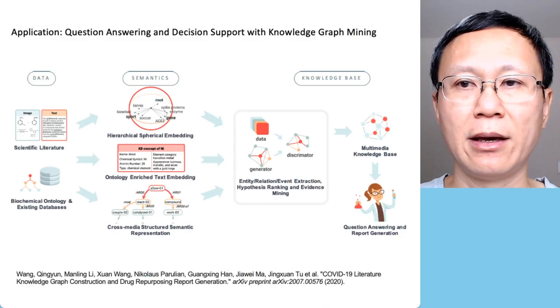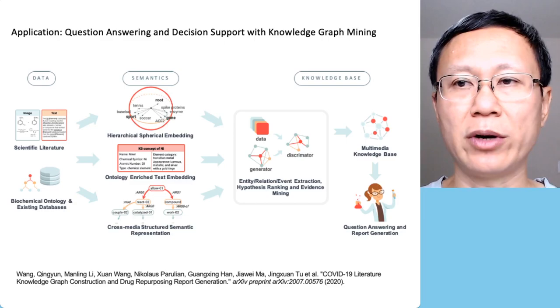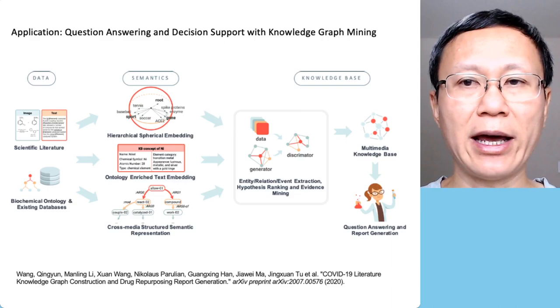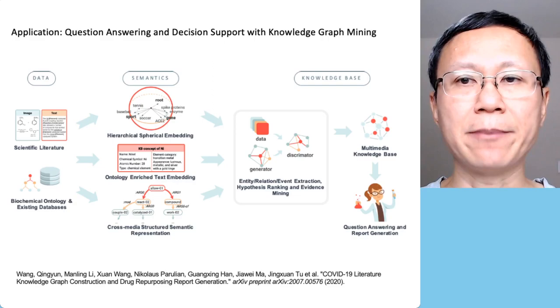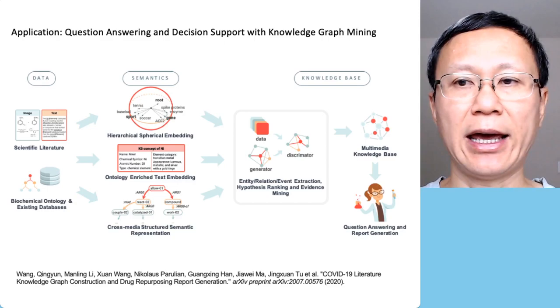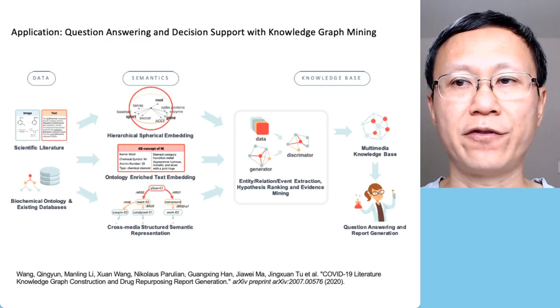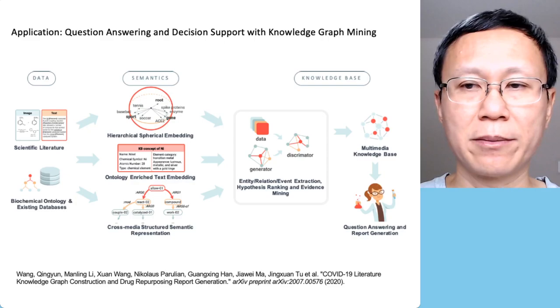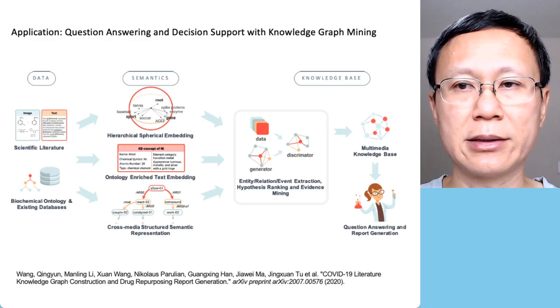Moreover, using graph data, we can form a knowledge graph. And using the knowledge graph, we can provide very useful and helpful services to patients and medical workers. For example, question answering and decision support. Patients and medical workers can ask questions, and the search engine can automatically discover the answer from knowledge graphs. And also, knowledge graph can provide useful information to support the decisions made by medical workers.